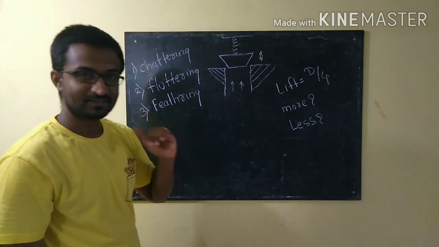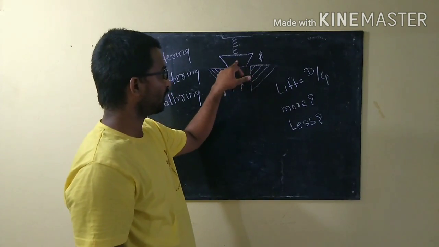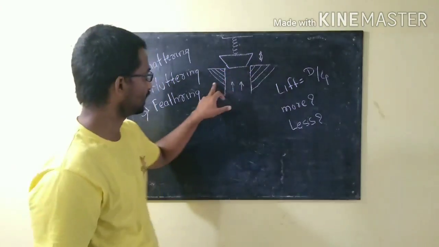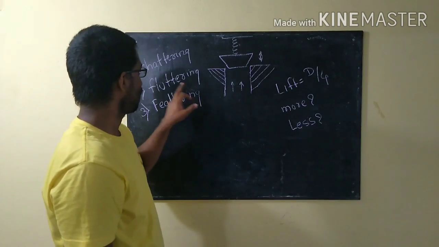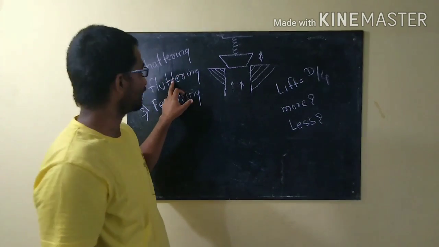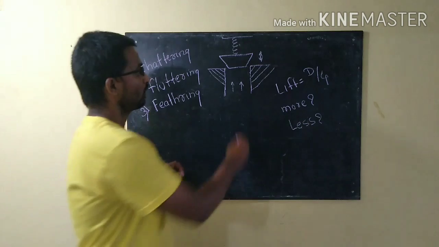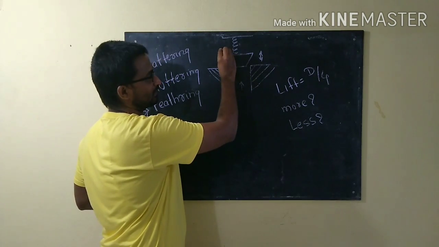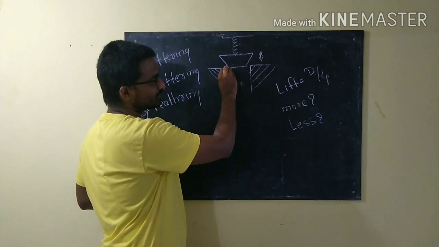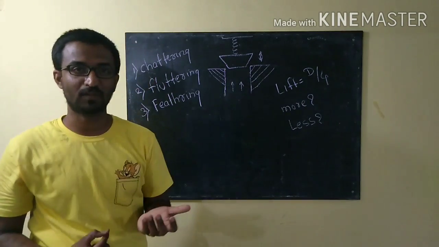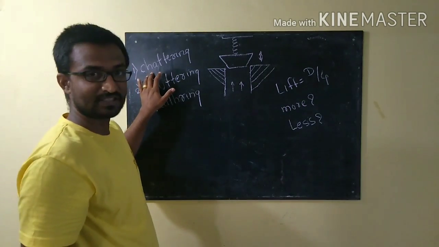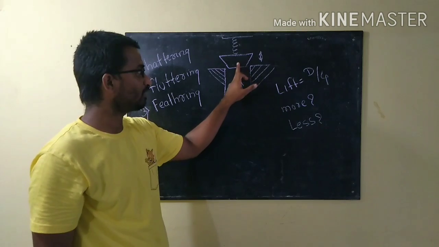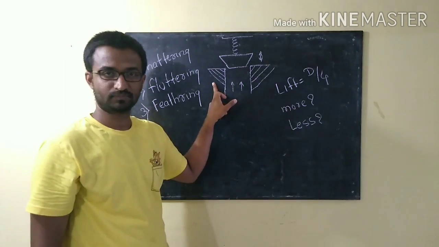Fluttering is similar. It is the axial movement of the valve lid with respect to the valve seat. The difference between chattering and fluttering is that in chattering the valve lid touches the valve seat, then moves axially up, comes down and touches the valve seat, and again moves up. This is chattering. In fluttering the valve lid never touches the valve seat.